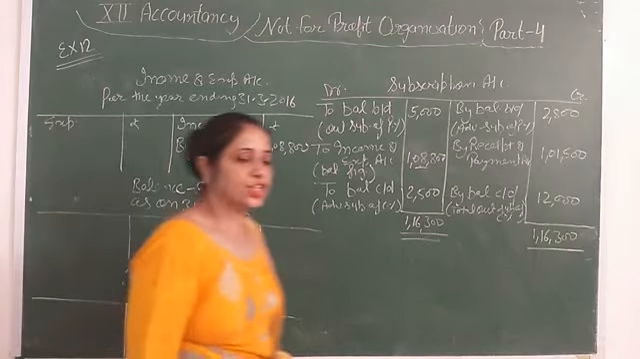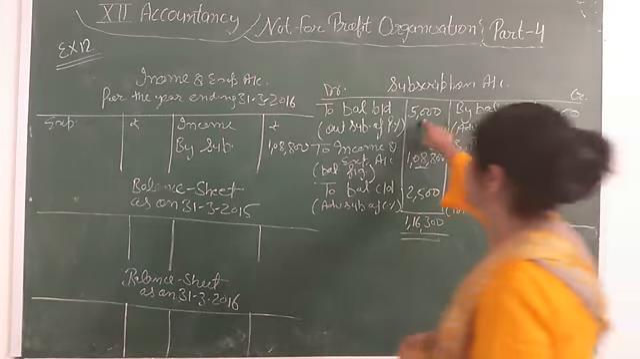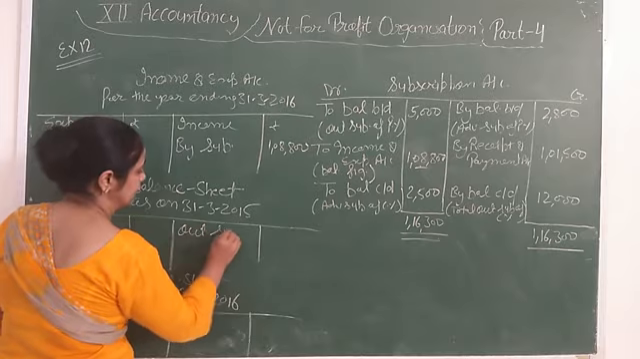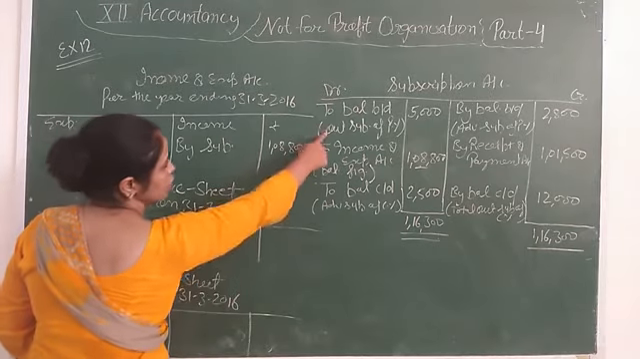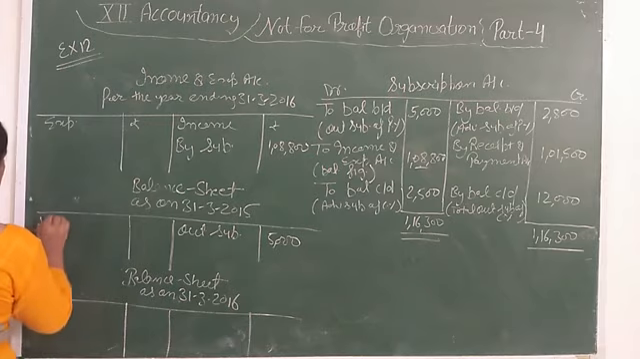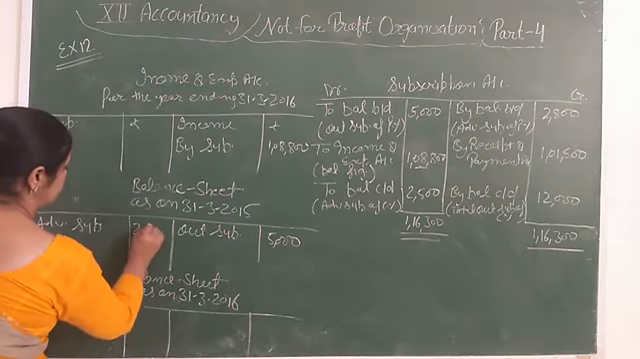Okay. In the balance sheet we will show the outstanding subscription and prepaid subscription. Previous year outstanding subscription is 5,000. Outstanding subscription we will show on the asset side. Outstanding subscription, how much of the previous year? It's 5,000. And advance subscription of the previous year is 2,800.